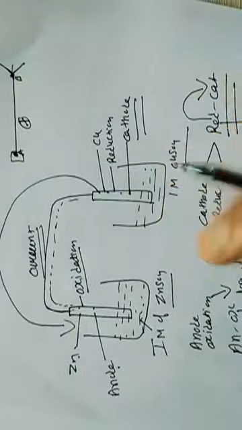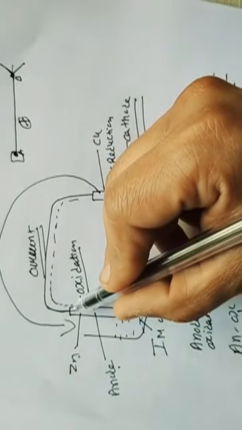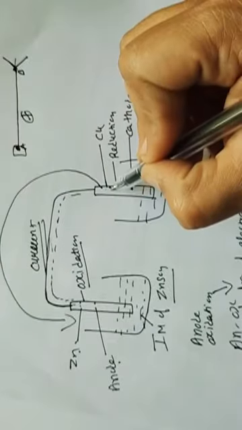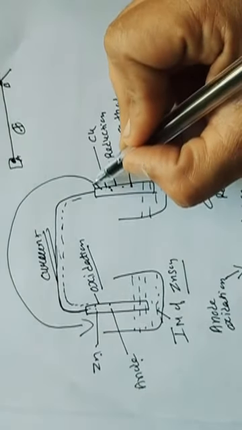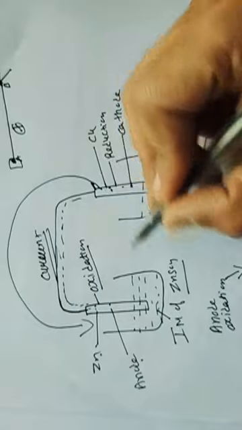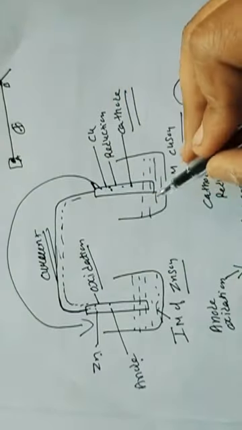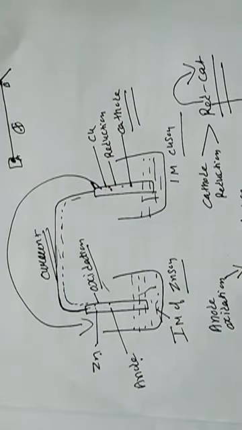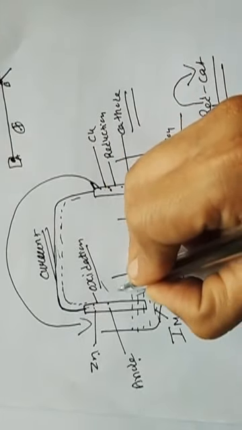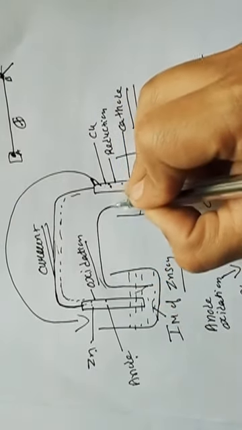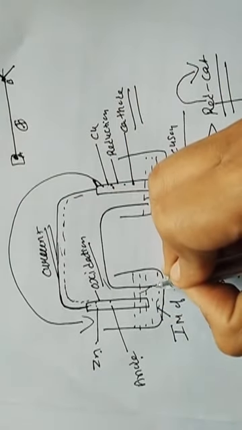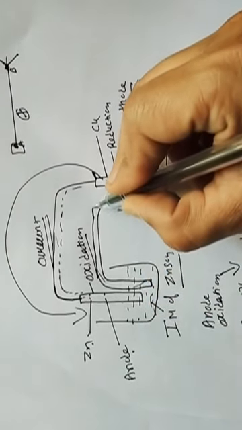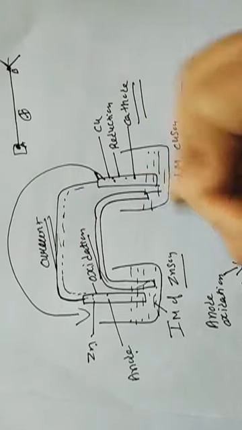The same case is here. Electrons will come from zinc to the copper. But electrons are not used here. What will happen? The current will not flow. So to make this connection, you require a salt bridge, because current flows only when there is a circuit.